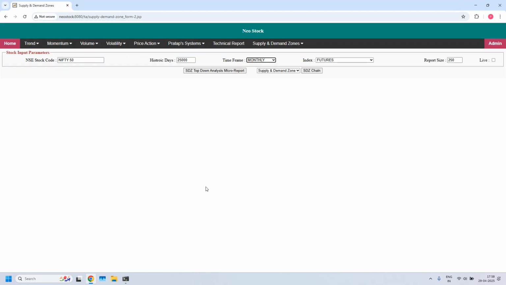Okay, now I am going to generate different supply demand zone chain reports. First I am going to generate NIFTY and BANKNIFTY supply demand zone chain. Starting with NIFTY, generating monthly supply demand zone chain.